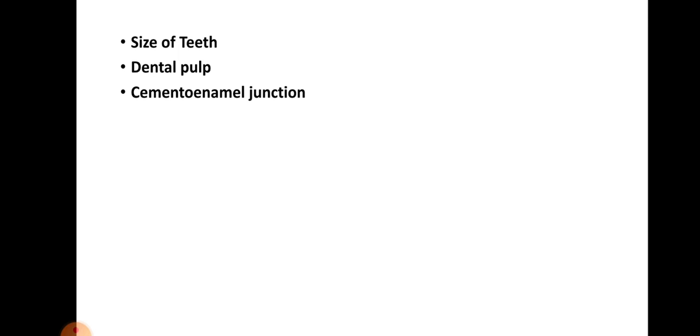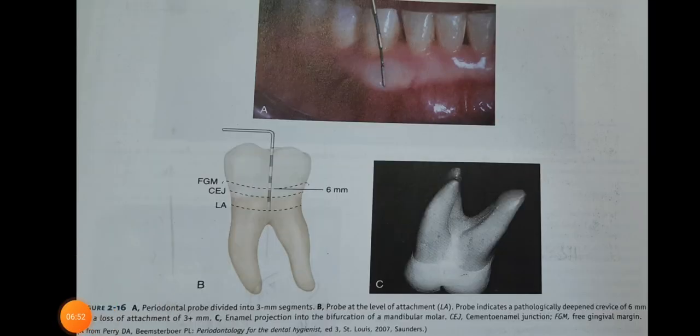You can see in the figure 5.25 and 5.26. For example, enamel projection into the bifurcation of mandibular molar. See figure 2.16c. This is the figure 2.16 in picture A, that is showing a periodontal probe is divided into three segments. Right?